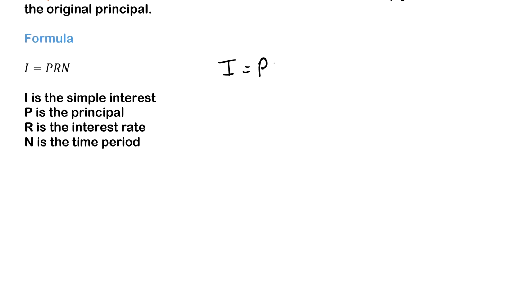So I equals PRN. If I'm told to find the interest rate, I really only need the R here. So I need to divide by PN, which I also do over there. That gets me I over PN equals R. Now remember, there are times signs in between all of these letters. Just remember, we don't like to put them in.